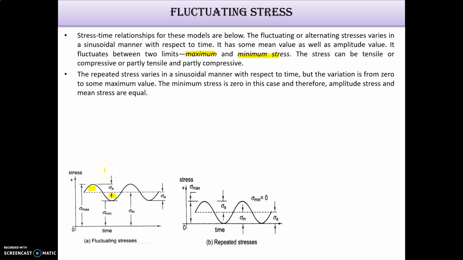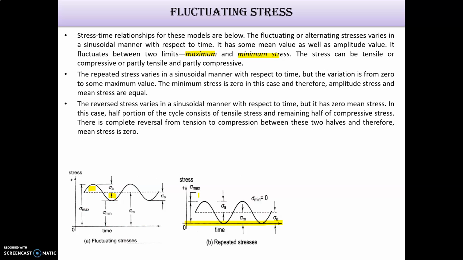Let's see the graph first. The minimum stress is 0 here. In this case, the amplitude stress and the mean stress are equal, that means sigma m and sigma a are equal. I have given the formula in the next slide. Earlier I told you that for fluctuating stress, sigma m is sigma max plus sigma min divided by 2, but here the minimum is 0 because it starts from the 0 value.